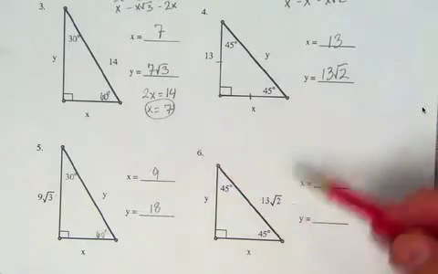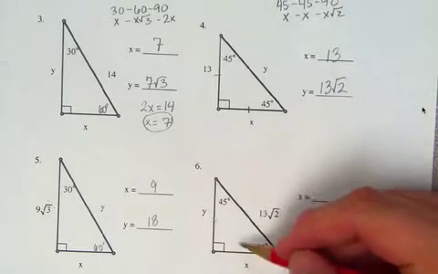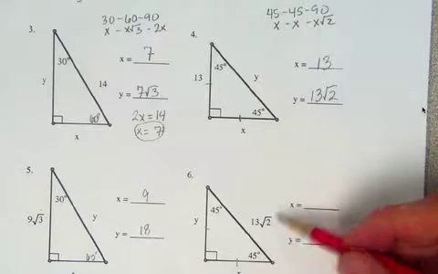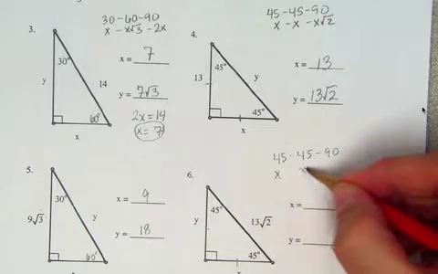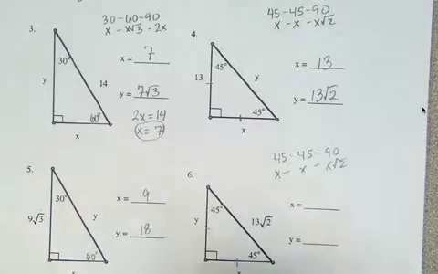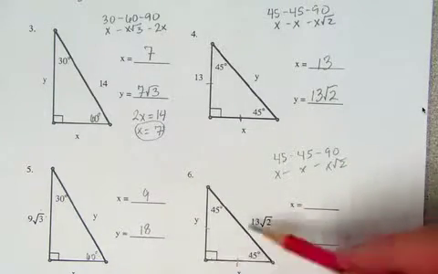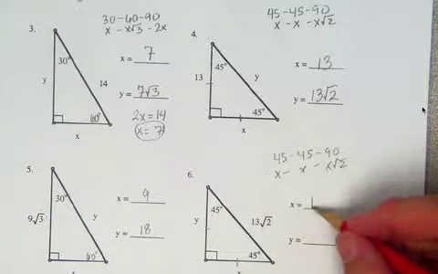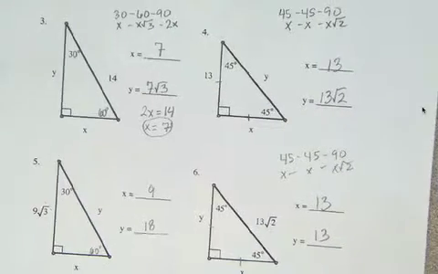For number 6, we have a 45, 45, 90 again. And we know that the two legs are congruent, and that the hypotenuse is 13 square roots of 2. So in the formula for a 45, 45, 90, it's always x, and x square roots of 2. So in this case, we have the x square roots of 2 part, which is opposite the right angle on the hypotenuse. So we just have to look at the number in front of the square root of 2, and we get 13. So both x and y are 13.